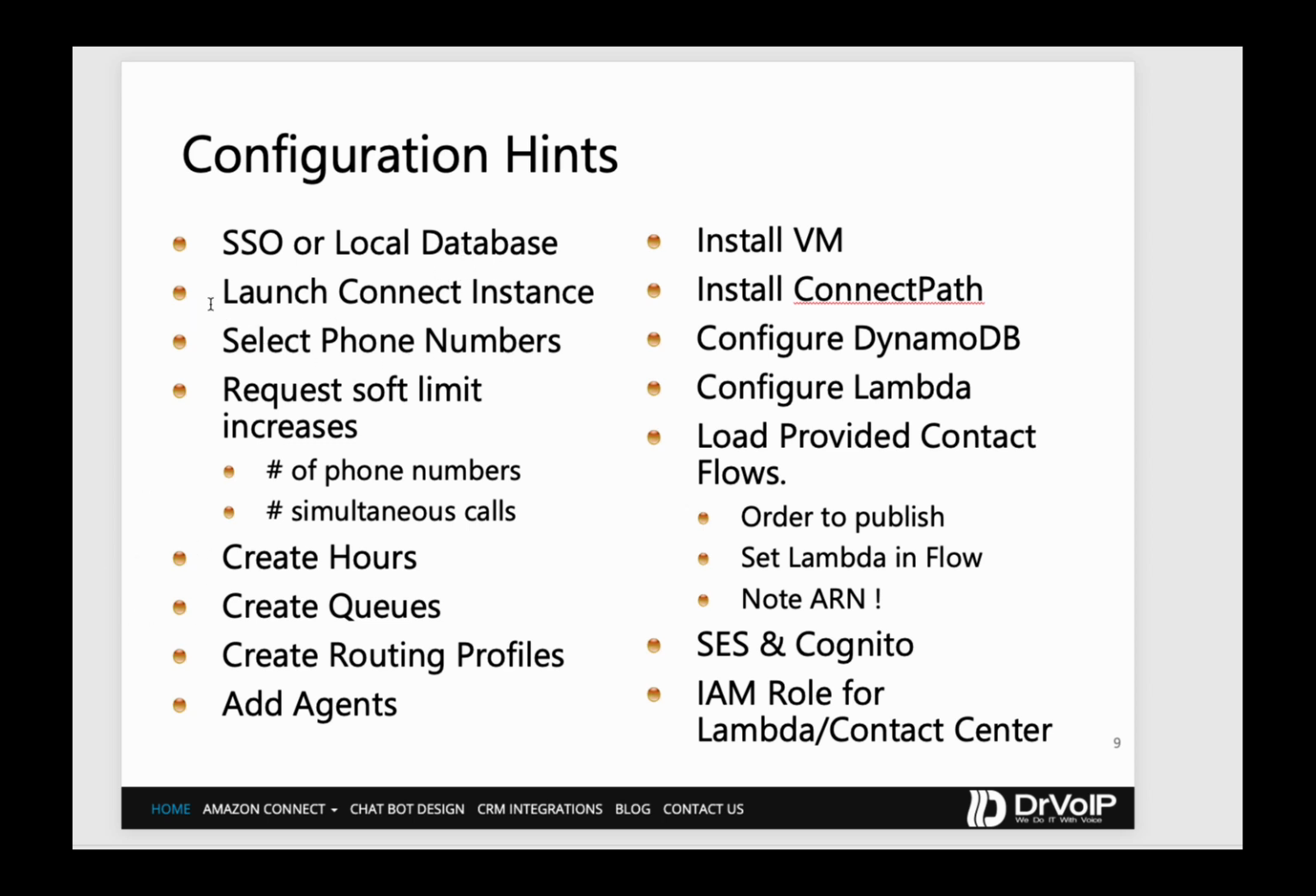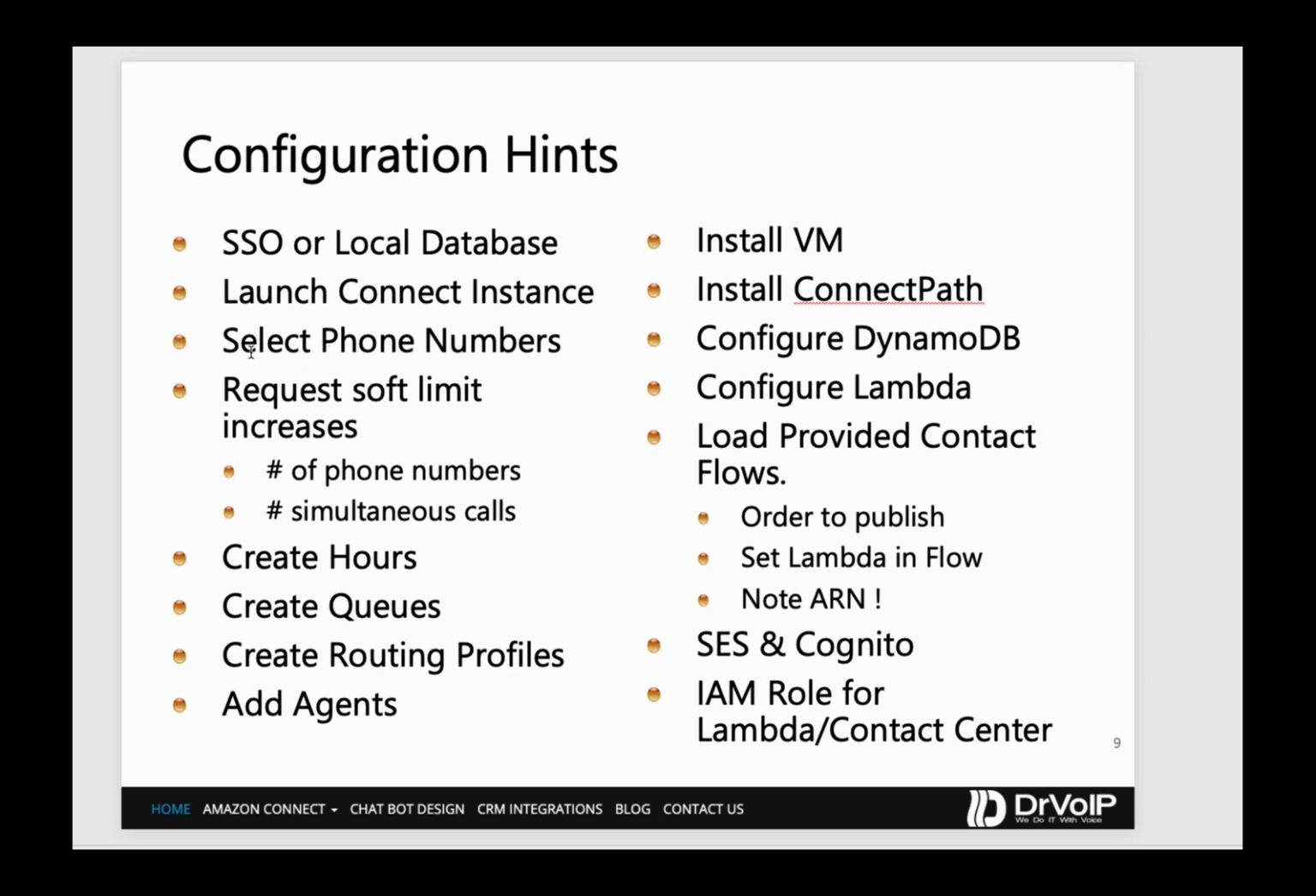Once you make that decision, go ahead and launch your Connect instance. Go ahead and add telephone numbers. Telephone numbers will be provided by AWS. Later on, you can either forward numbers you have to those new numbers, or you can port your existing telephone numbers to the instance. That's a process, not an event. Allow 30 days for that.